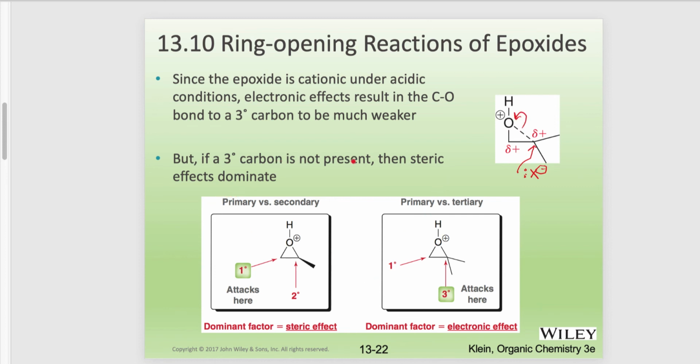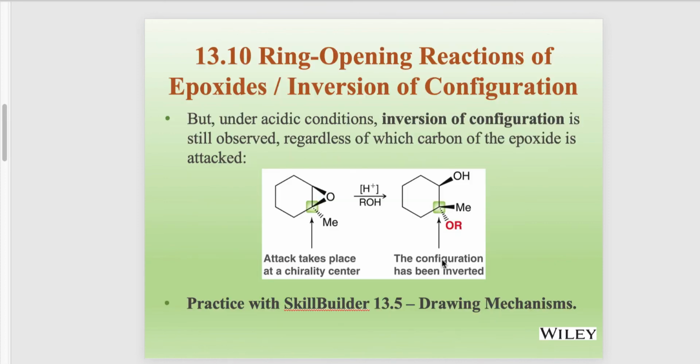So if a tertiary carbon is not present, the sterics will dominate. But remember that when we're looking at these two situations, primary, secondary, primary, tertiary, we either have the steric effect dominating and attack on the least substituted site. It's less crowded. If we have a tertiary carbocation, then there is an electronic effect because a partial positive charge on this carbon is more stable, making it more conducive to attack by the nucleophile.